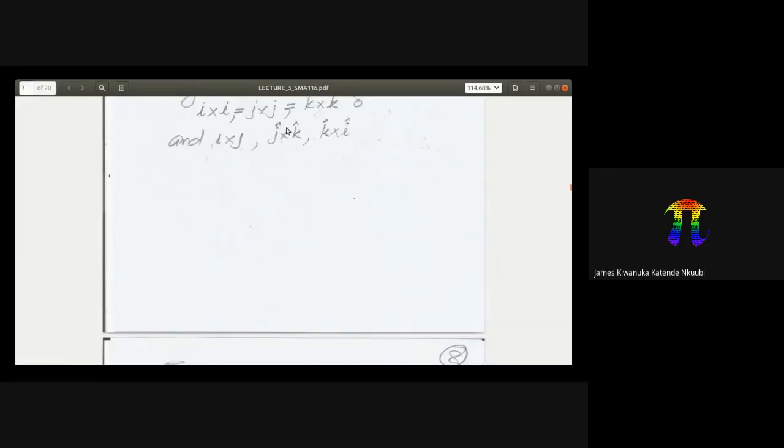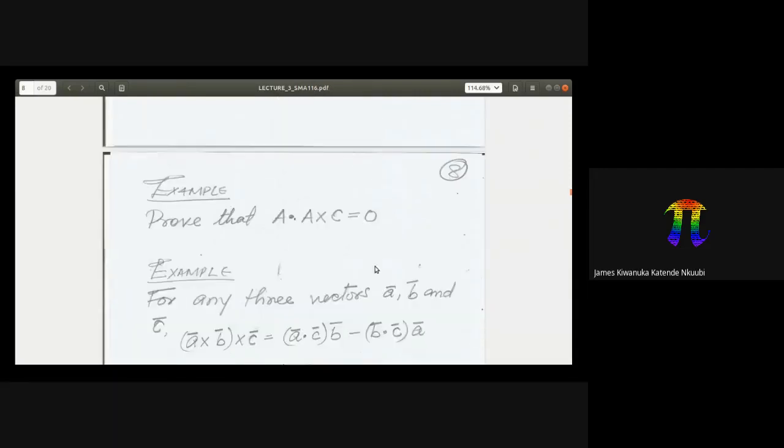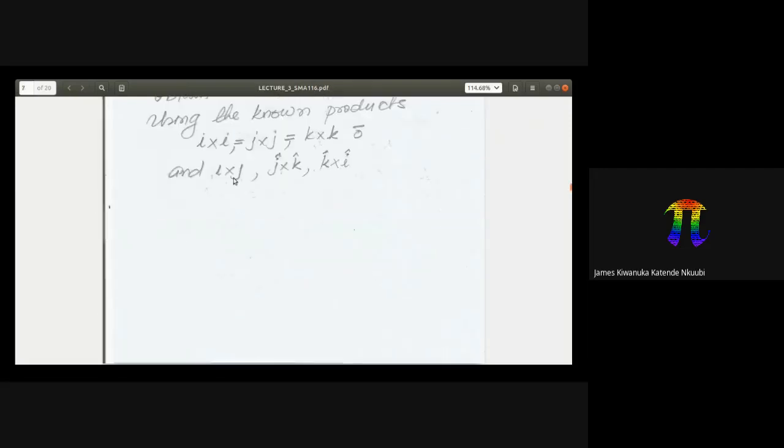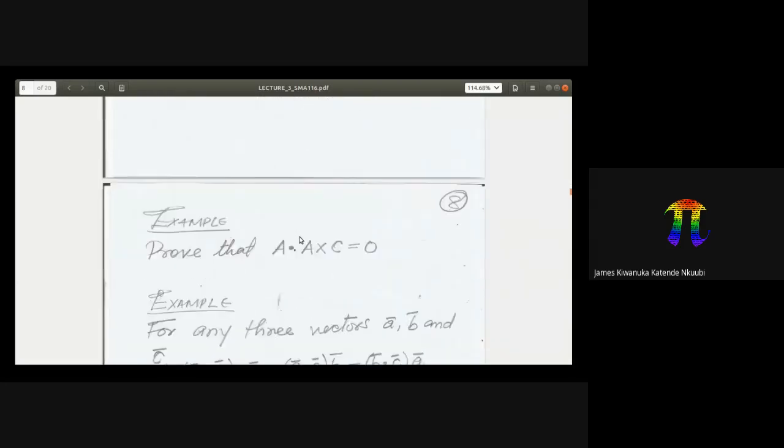And so on. Anywhere you encounter J cross K, you replace it with I. And K cross I, if they are reversed in order, you replace it with a negative, right? So you have to watch the sign, because if you have I cross J, that will be K, but J cross I will be negative K. So you have to be careful when working with the cross product. So you keep track of the sign.